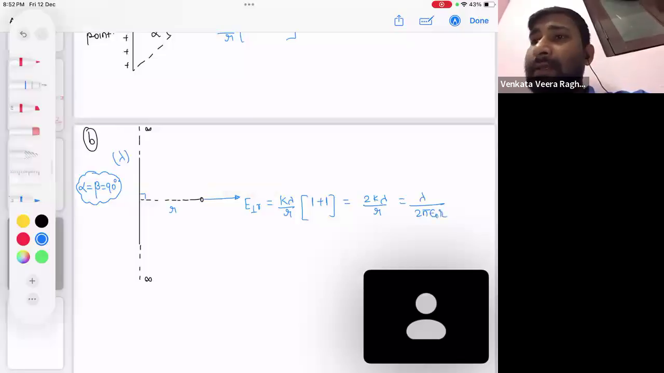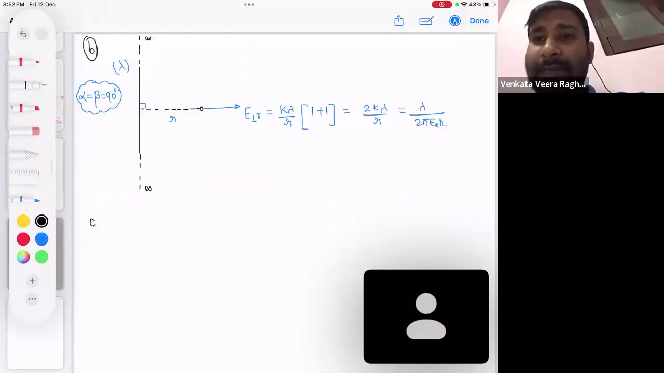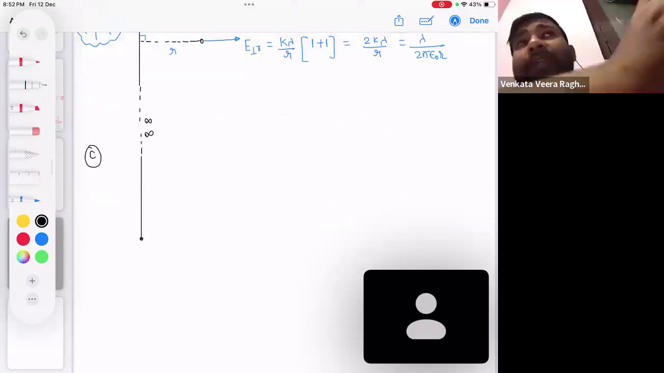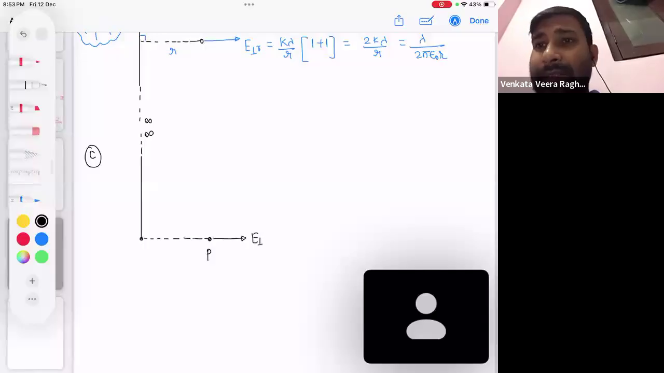Okay. Now the third case is the semi-infinite wire. Semi-infinite wire means one end is at infinity and the other end is at some finite point. One end at infinity means one angle is 90 degrees. If I take the point like this, this is the perpendicular component and this is the parallel component. So here both components will come. Can you tell me what it is here?